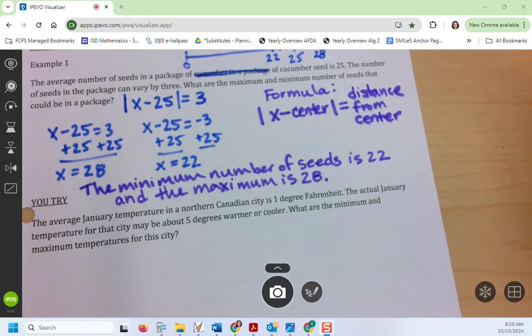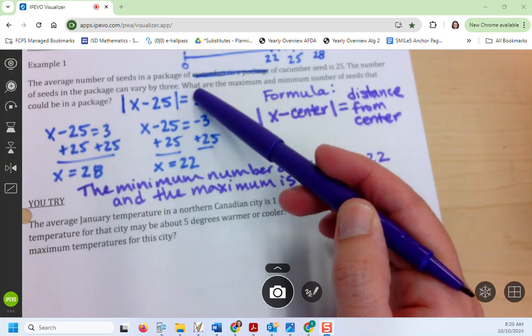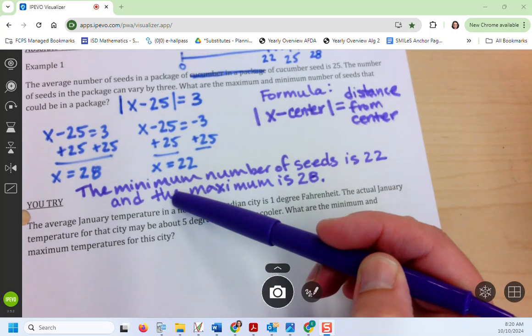All right, let's read the next one. The average January temperature in a northern Canadian city is 1 degree Fahrenheit. The actual January temperature for that city may be 5 degrees warmer or cooler. What are the maximum and minimum temperatures for this city? Now remember, I don't want just those numbers. I want the steps. I need you to write an absolute value equation. I want you to solve it. And then I want you to write a sentence of interpretation.